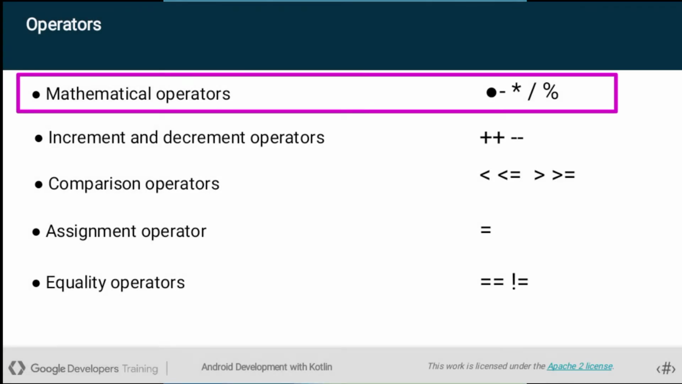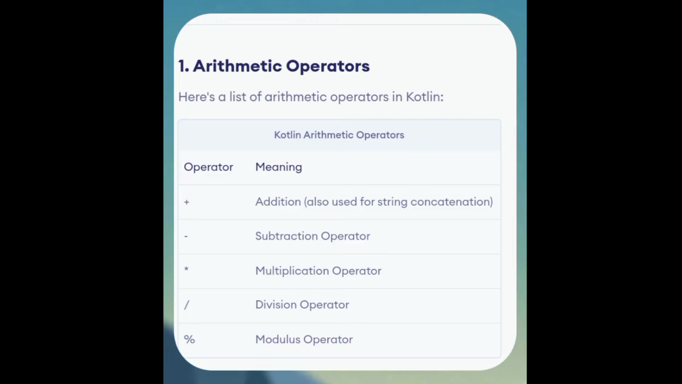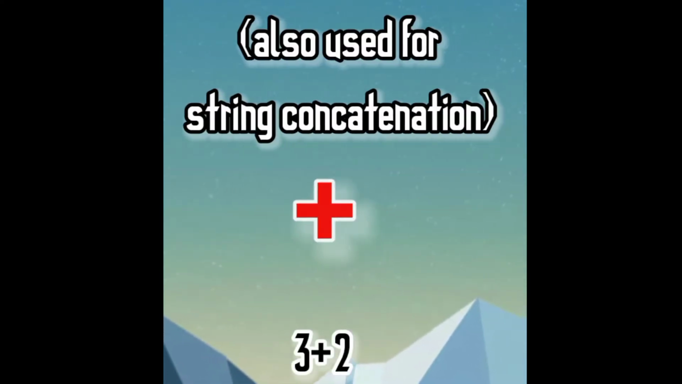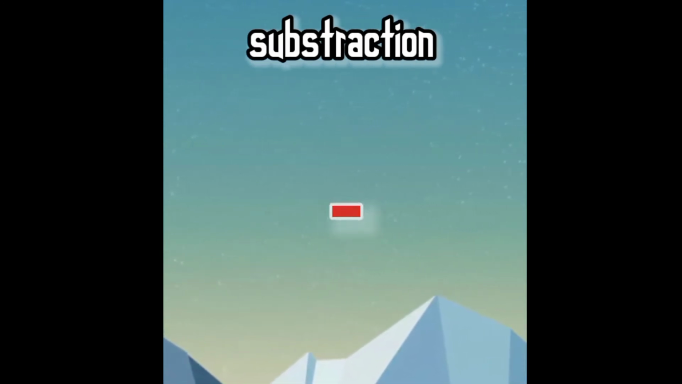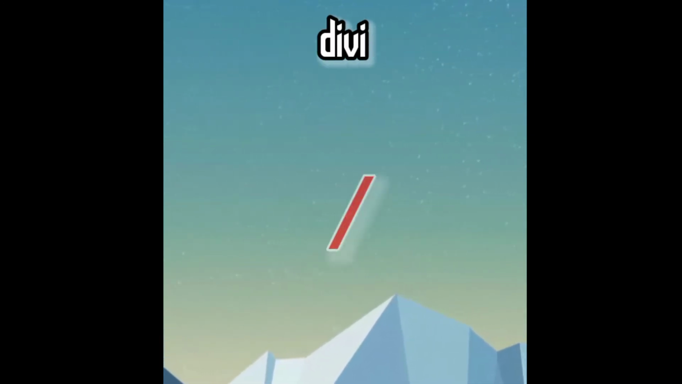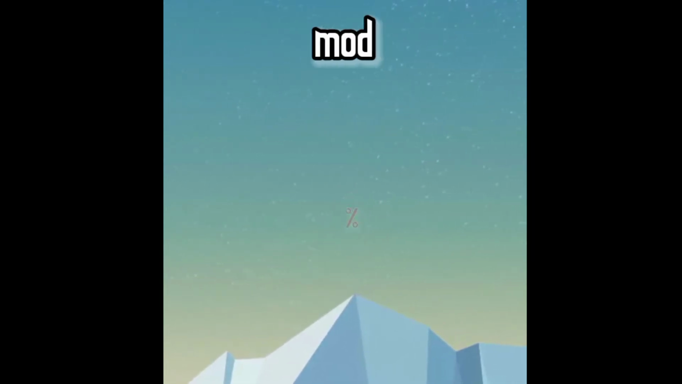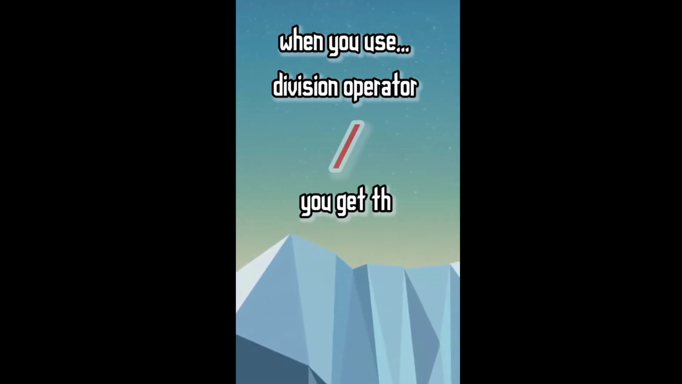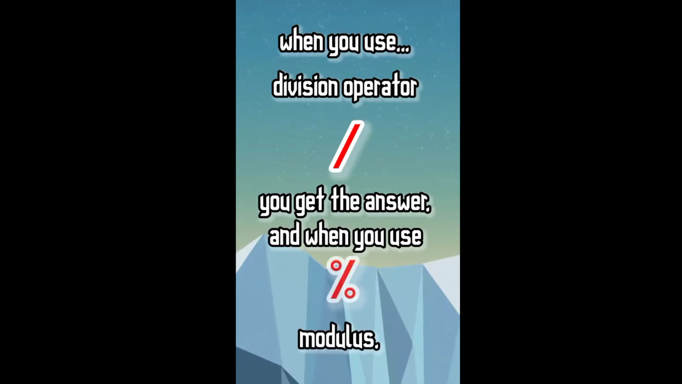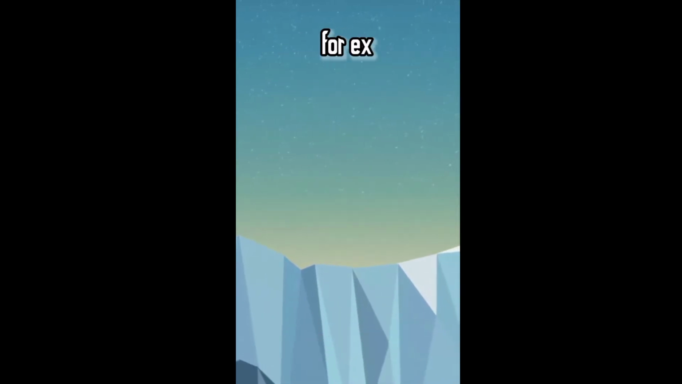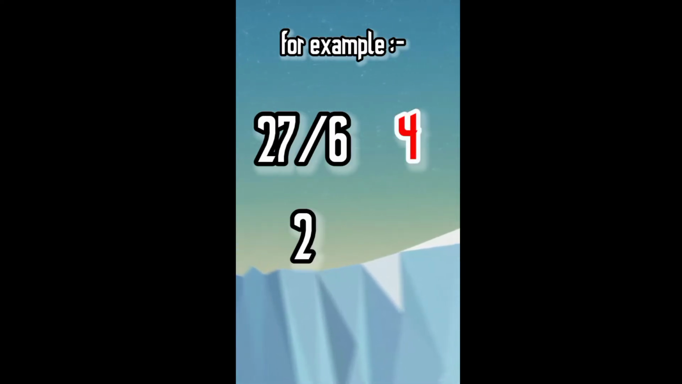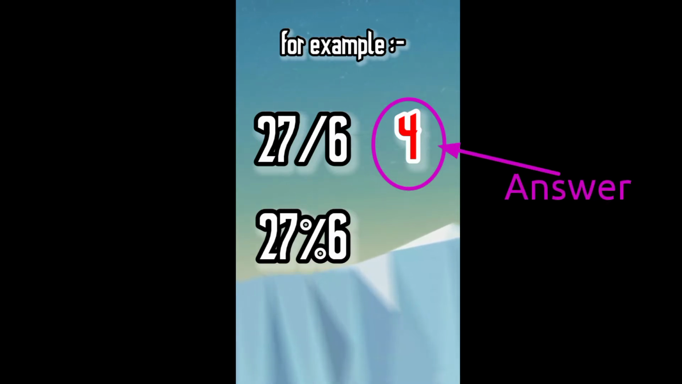Arithmetic operators are used to do mathematical operations while programming. There are a total of 5 arithmetic operators in Kotlin. Addition, also used for string concatenation. Subtraction, multiplication, division, and modulus. When you use division, you get the answer, and when you use modulus, you get the remainder. For example, if we divide number 1 by number 2, the answer is this, and the remainder is that.